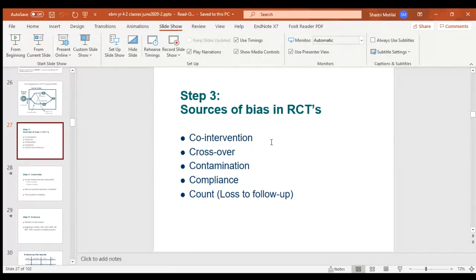So loss to follow-up essentially means that people dropped out of the study. So you give a group of people a drug, you tell them, take this, come back in a week, I want to see how you're doing. After a week, half the people didn't show up. You only have the other half who did take the drug.